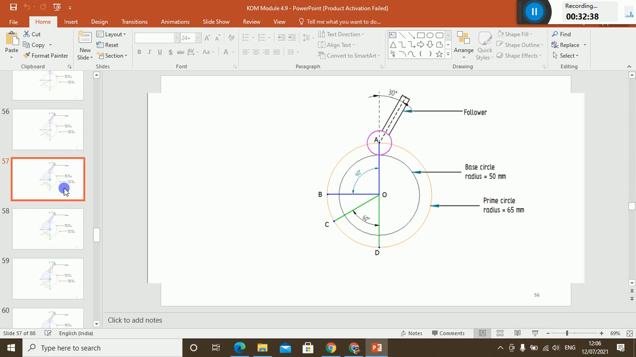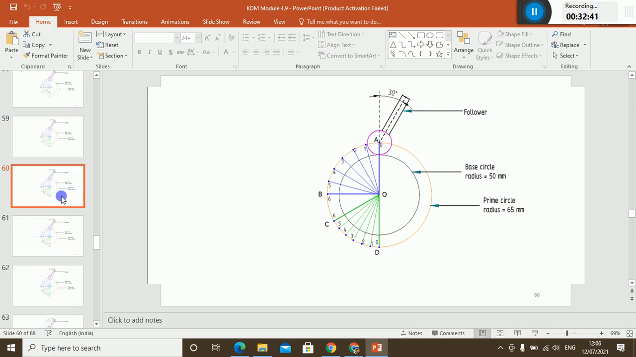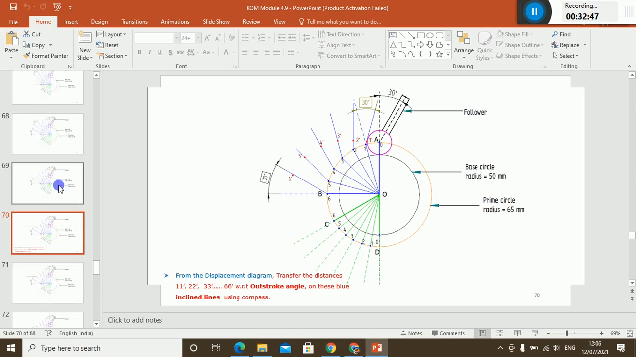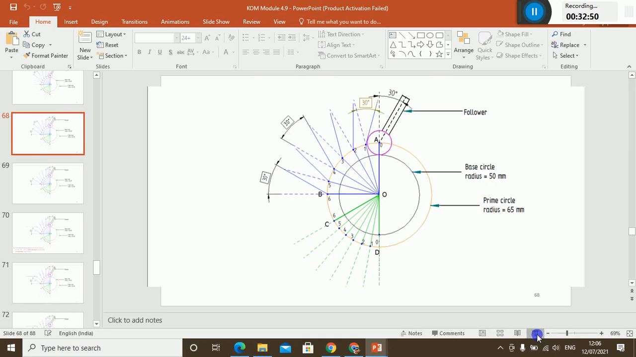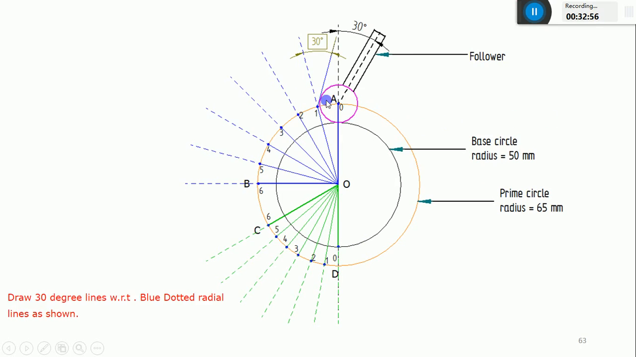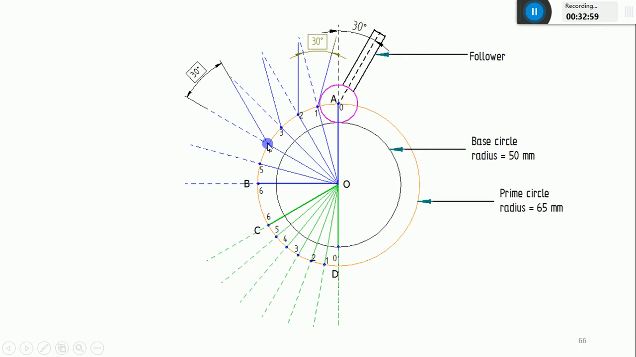I'll take another 5 to 10 minutes to complete this problem. So these are the 30-degree lines. After that, you can erase these dotted lines. I don't need these dotted lines. I'll erase this. I want only these 30-degree inclined lines. On these inclined lines, I'll transfer the distances from the displacement diagram. That is, I'll take the reference as 1, which is on the prime circle.